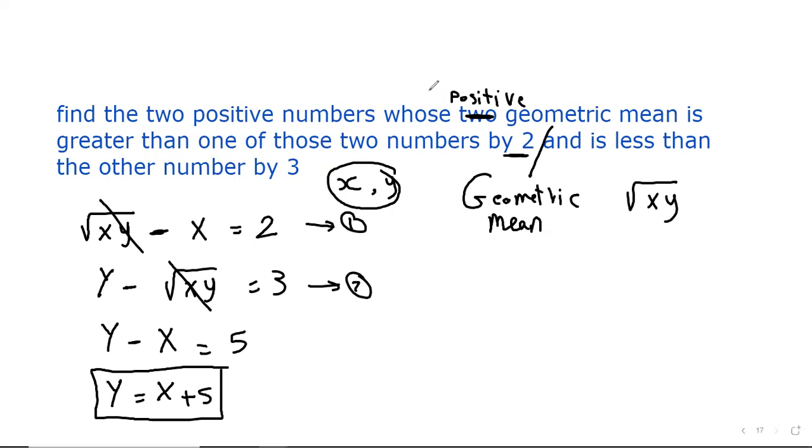If we go back to the first equation, the first equation is the square root of xy minus x equals 2.